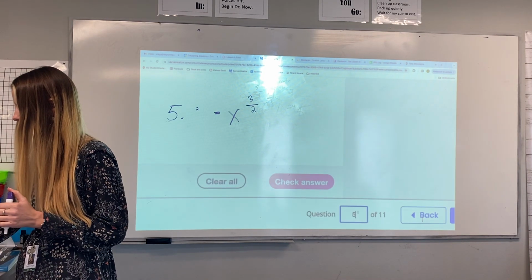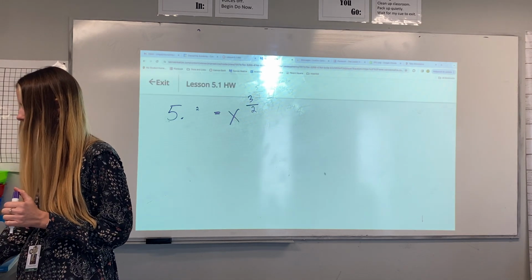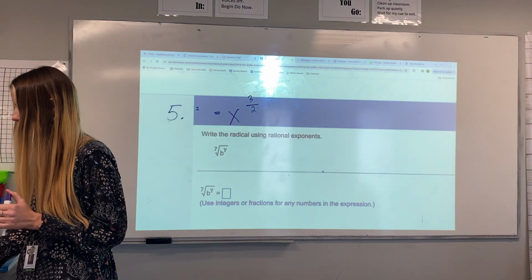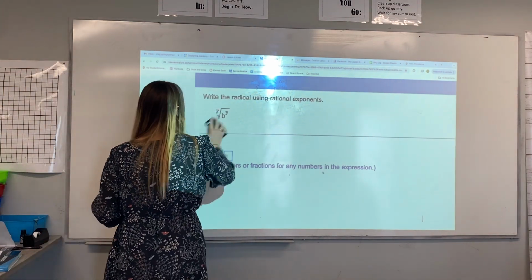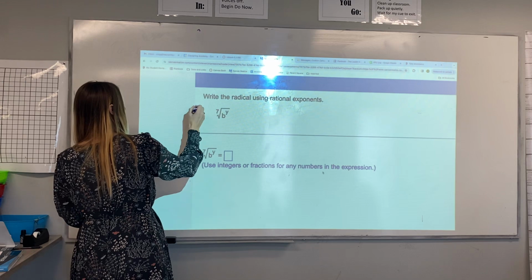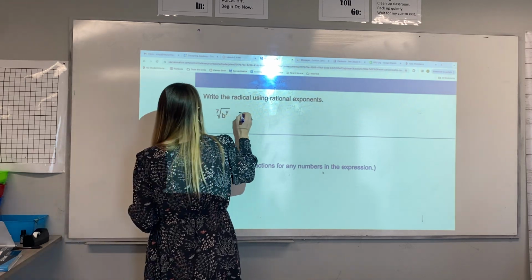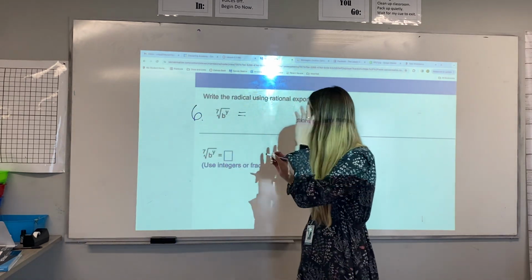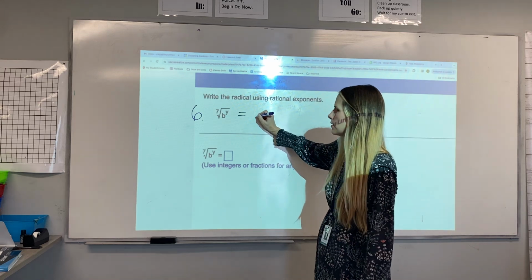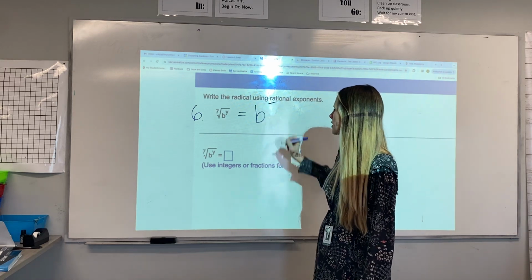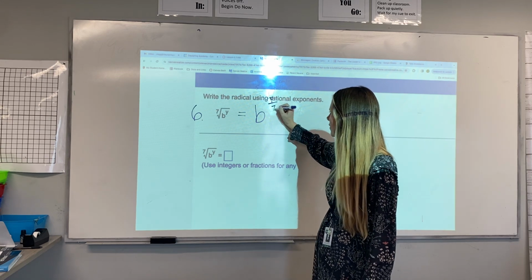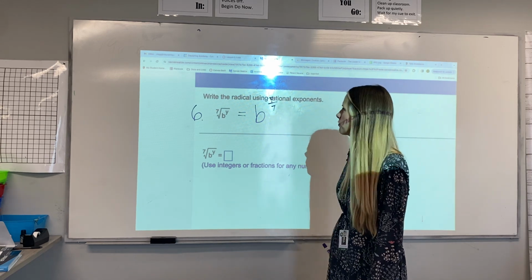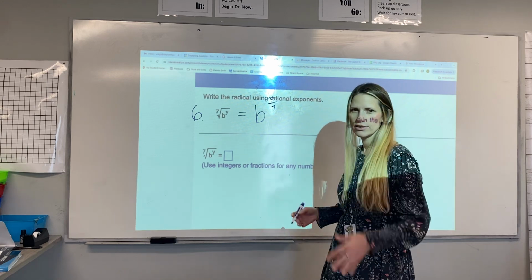What question are we on? Yep, now we're doing 6. Same process. Oh, I know how to do this one. Number 6. Emily's hand was up first, so Emily, go ahead. What's my base? Okay. And what's my exponent? Y over 7. Very good. B to the y over 7. Now you can apply that to whatever you have.